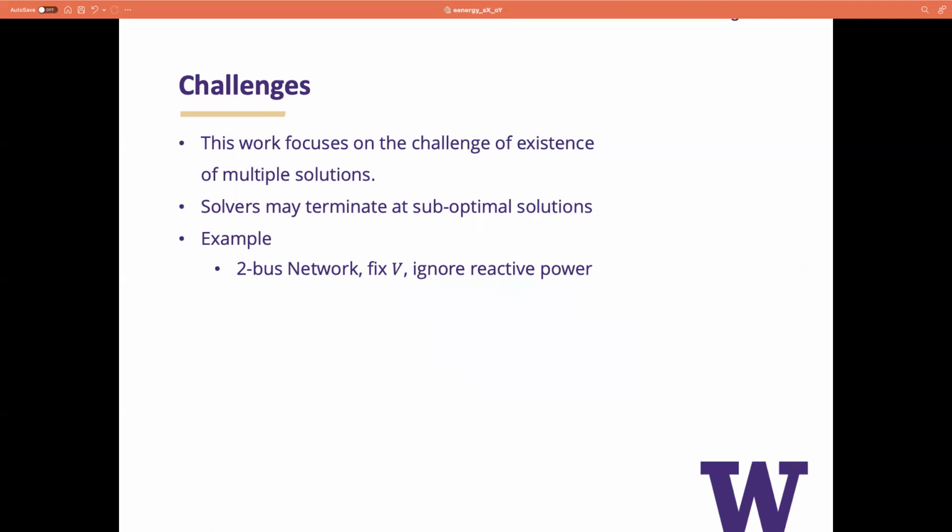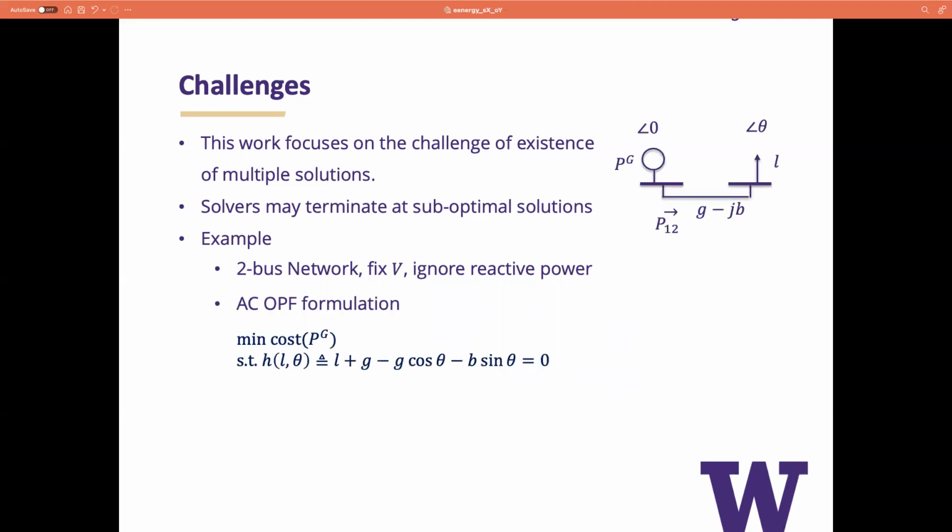So to illustrate the existence of multiple solutions in ACOPF, I will use a two-bus network as an example. In this example, I will fix the voltage magnitudes and only optimize the phase angles, and also ignore the reactive power to simplify the situation. So for this two-bus network, we can write out its ACOPF formulation.